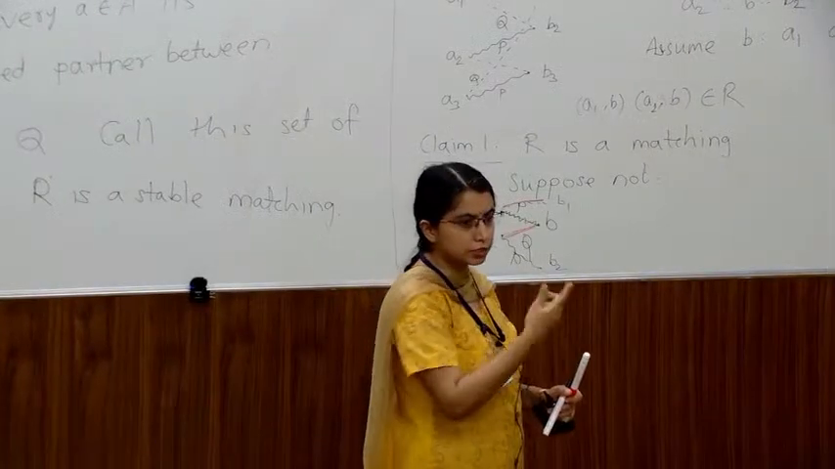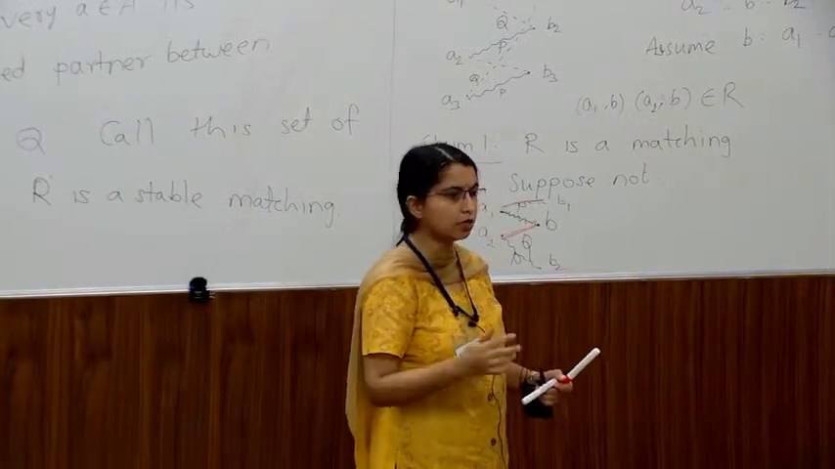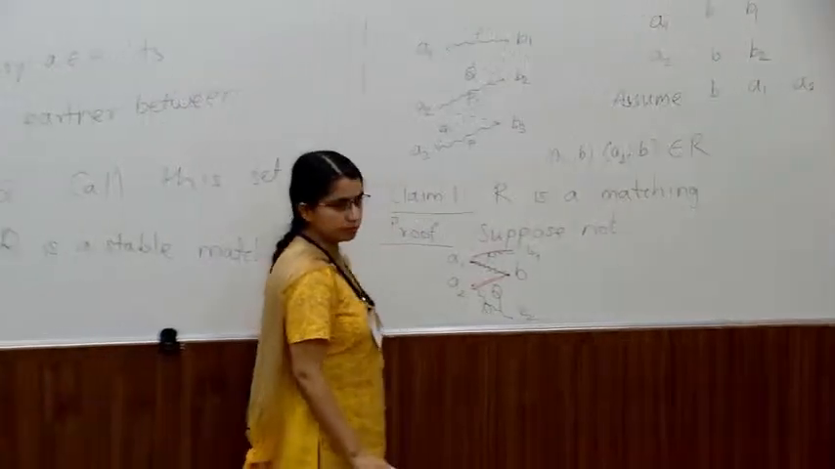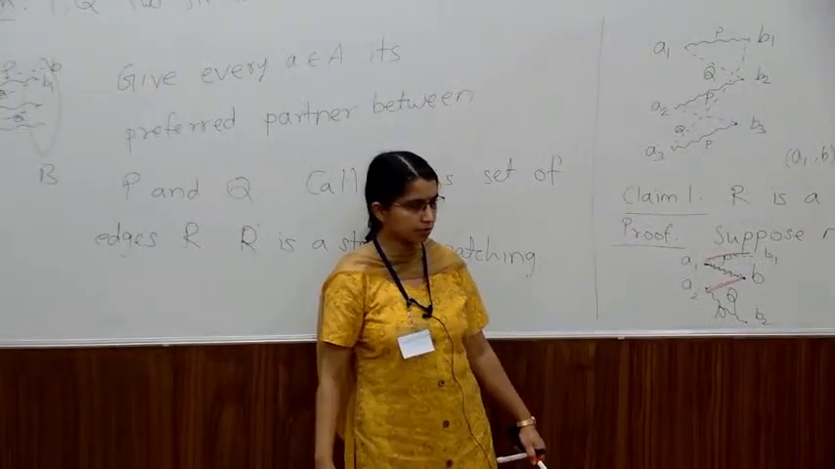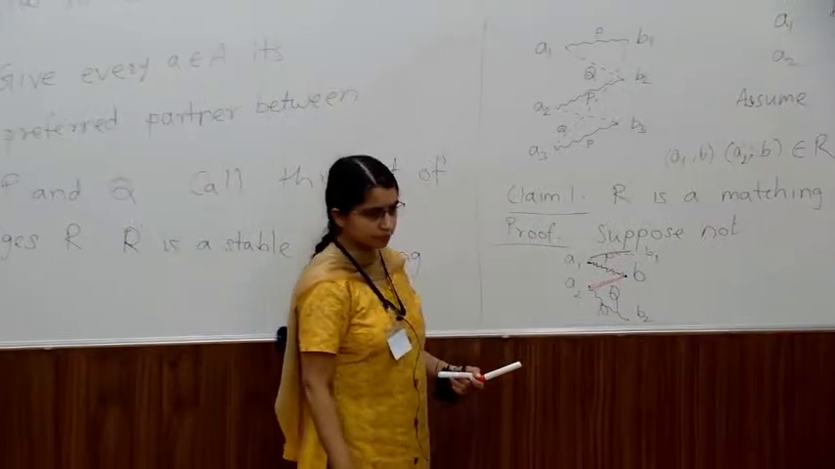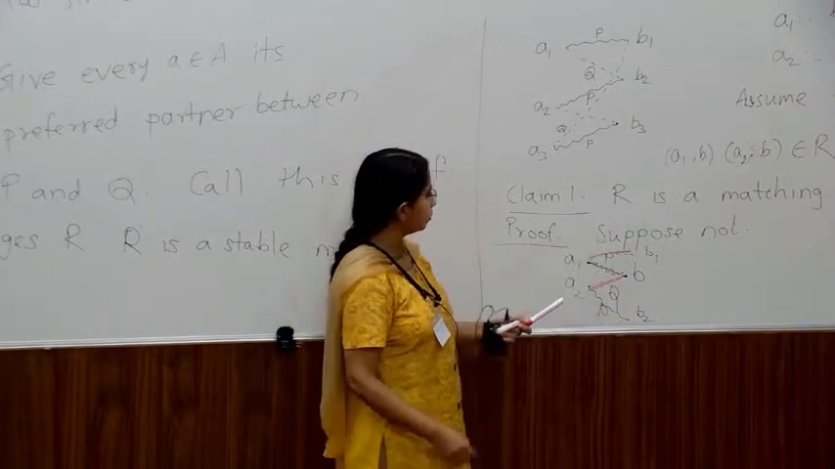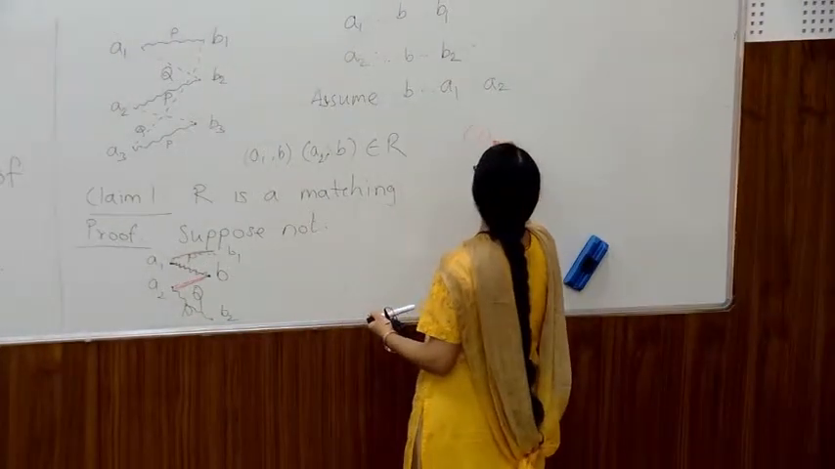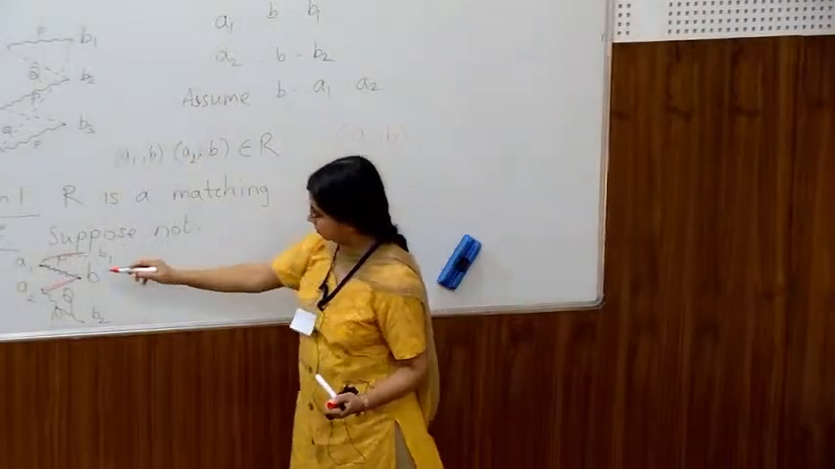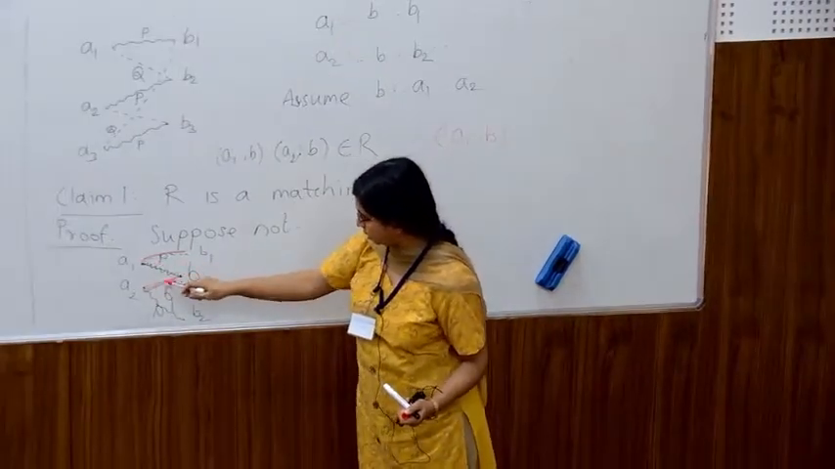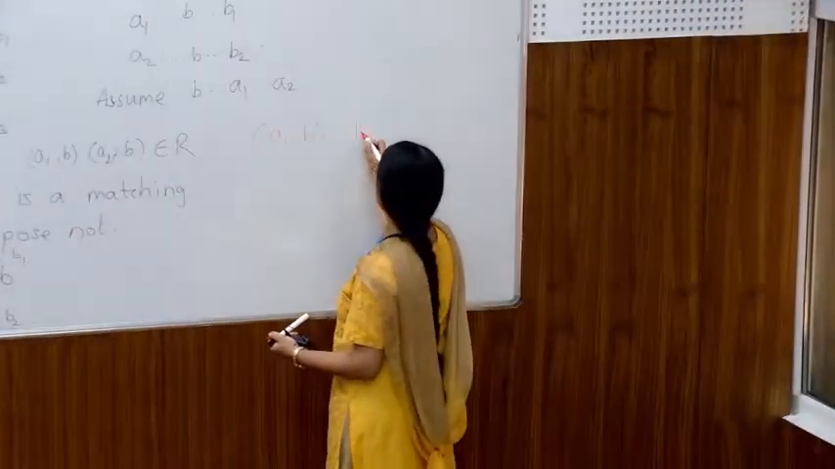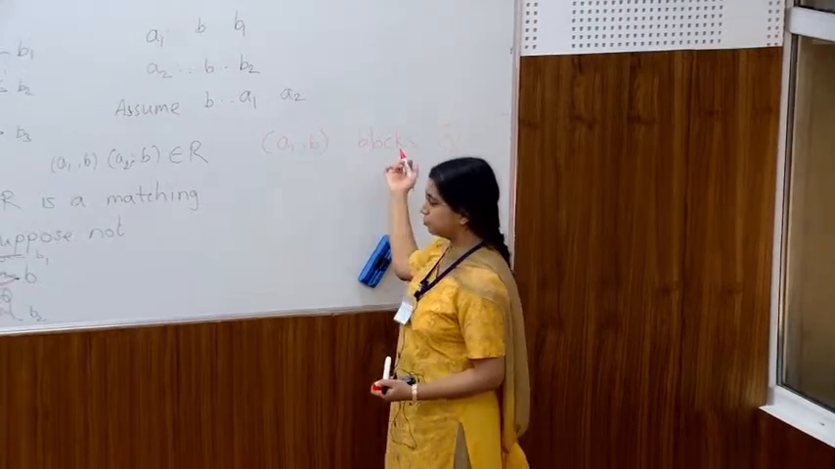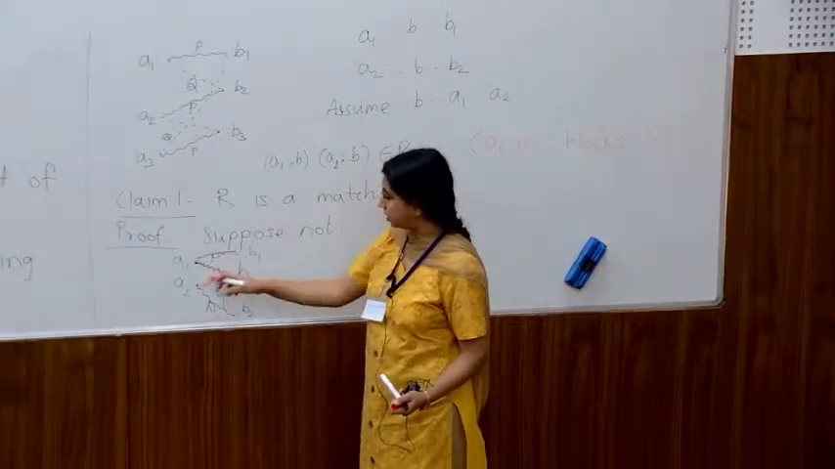We don't know, but one of the two has to be the case, right? Either it has to prefer A1 over A2 or A2 over A1. So assume it prefers A1 over A2. If required, we can consider the other case another time. But when B prefers A1 over A2, what happens is A1B blocks the matching Q. Means it is a blocking pair with respect to Q because both prefer each other over the respective Q partners.